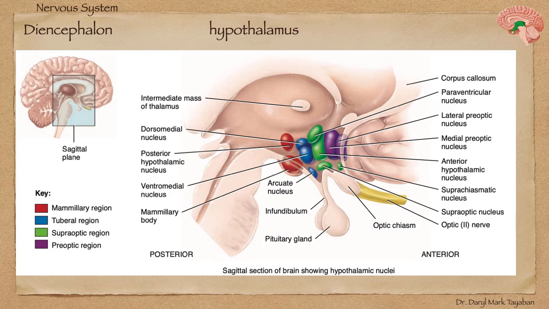So anyway, now let's move on to the hypothalamus. This is the hypothalamus. It is a small part of the diencephalon located inferior to the thalamus, and it is composed of four major regions. I will not talk much about the four regions, but just to enumerate: the mammillary region, the tuberal region, the one with the blue. There's a legend on the lower left part. The supraoptic region and the preoptic region, the one purple or violet. I don't know the difference between the two colors, but I hope you know what I mean.